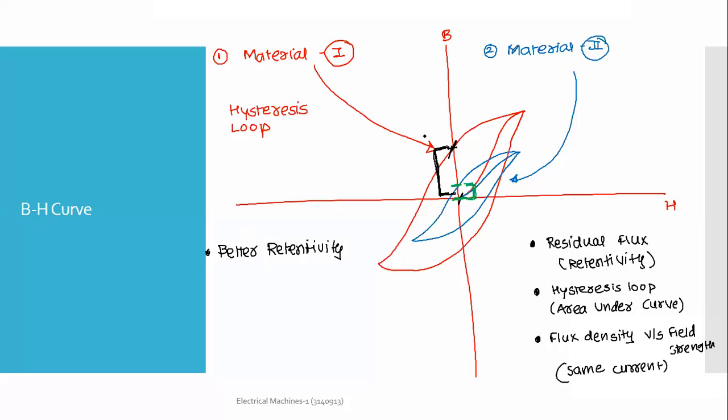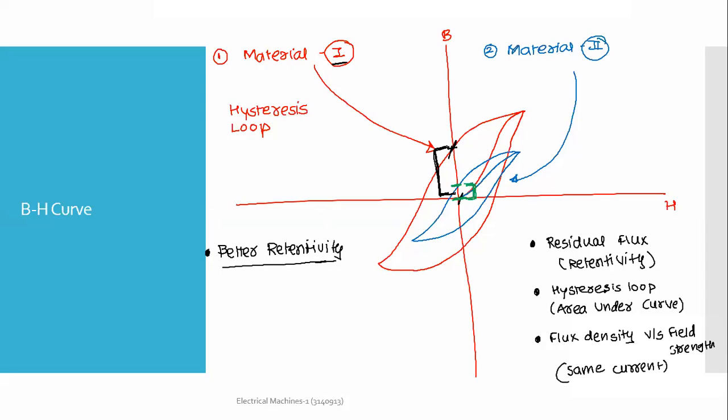Okay. So if I am designing a machine where I require more flux to be stored when the current through the coil is zero, material one is the better option for me. Don't conclude anything right now. This is just one property that we can consider. If there is a requirement of the machine that there must be some residual flux stored in the core, then better retentivity is the property we should look for. So definitely material one has the better retentivity.